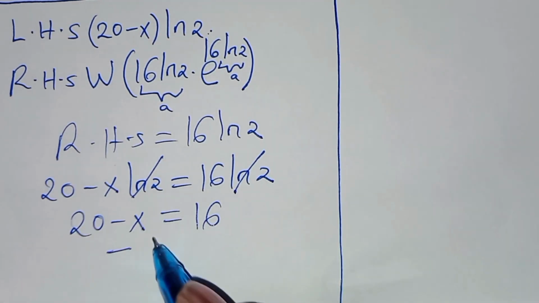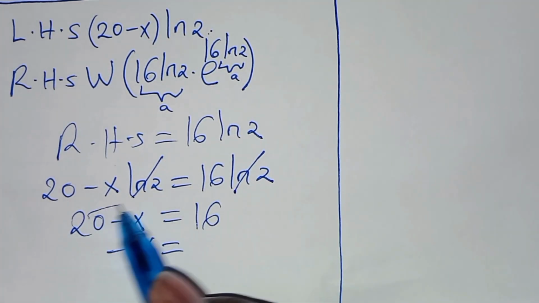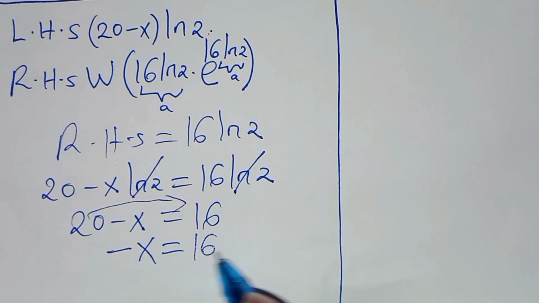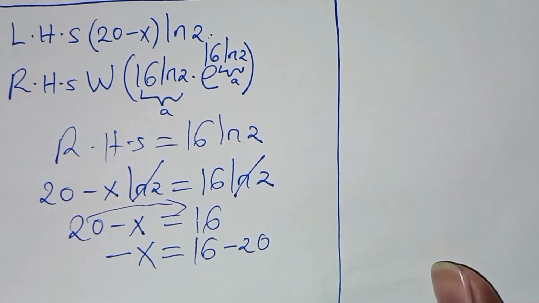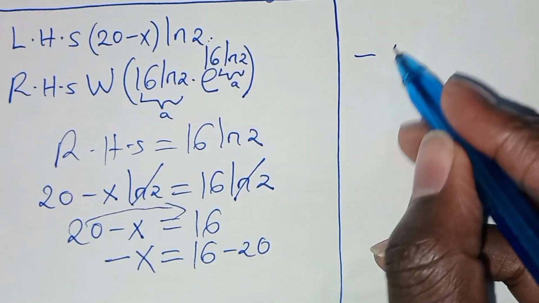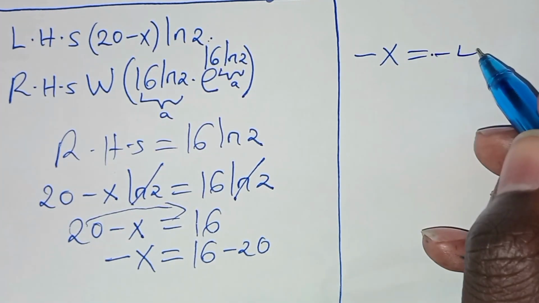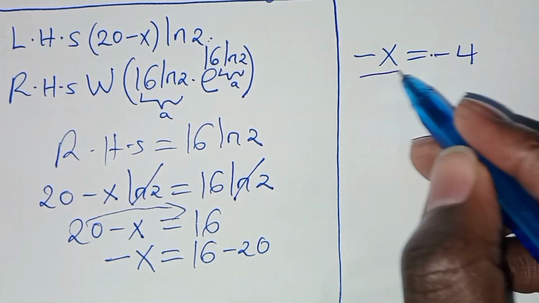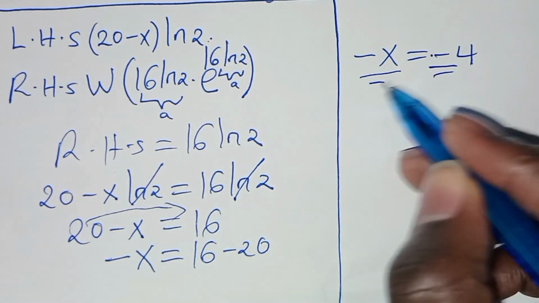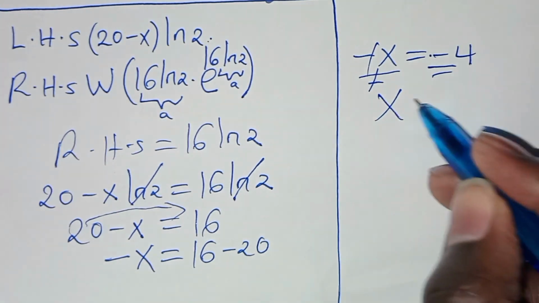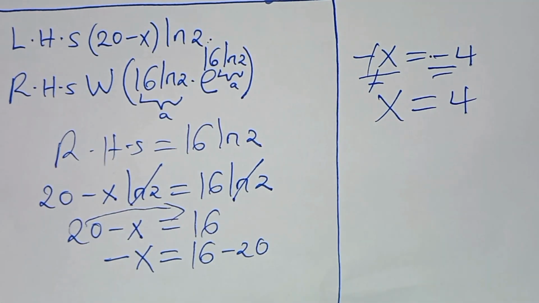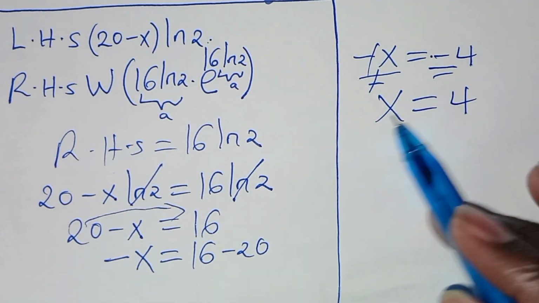So we'll have negative x equal to, let's take 20 to the right hand side, 16 subtract 20. So negative x is equal to 16 minus 20, which is negative 4. Divide both sides by negative, so that now x is equal to 4. So this is the value of x.